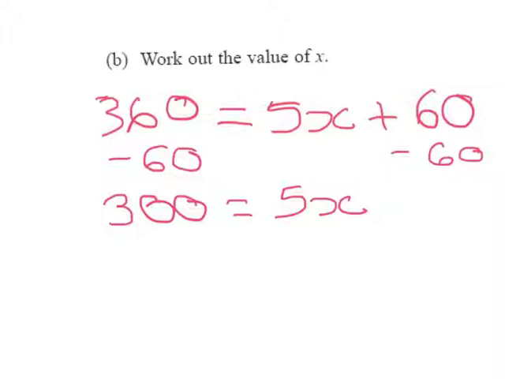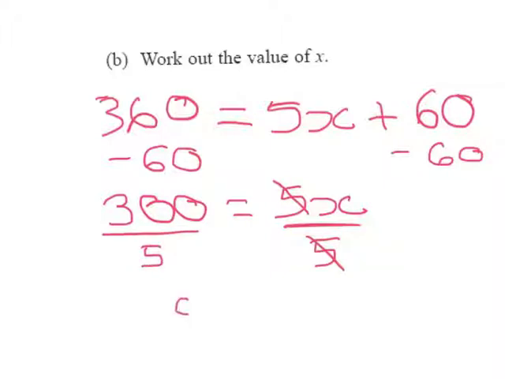Now we've got the calculation 300, or the equation 300 equals 5x. Okay, so we still need to get rid of something. We need to get rid of this 5. Well, 5 times x is the same as x times 5. The inverse of x times 5 is x divided by 5. So if we have a times by 5 and divide by 5, they will cancel each other out. But we must do the same on the other side. We need to divide by 5 over here.